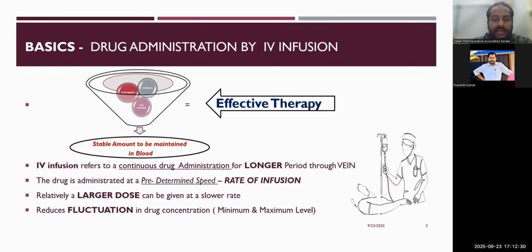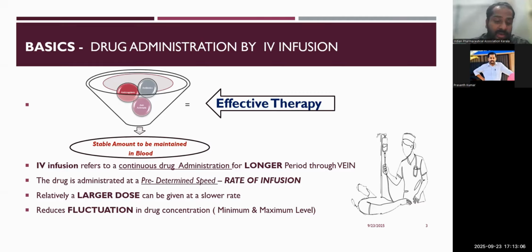In the IV infusion, the drug is administered at a predetermined rate that is called the rate of infusion. So there is an important terminology called rate of infusion. What is rate of infusion? It is the administration of a drug at a predetermined speed. The speed is determined. Then through IV infusion, we can give a larger amount of drug at a slower rate. When administered at a slow rate, a large amount of drug can be given.